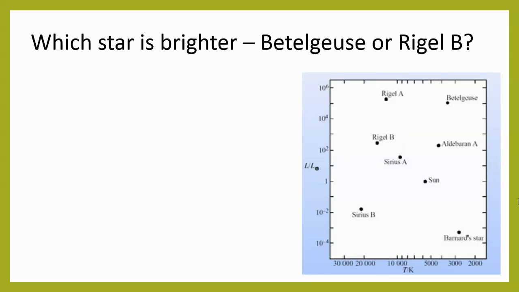Okay, so the next one, which star is brighter, Betelgeuse or Rigel B? So again, we want to start by identifying the stars. So here we have the two of them. And then brightness. So remember, that's along the y-axis. So as we go higher up, the stars get brighter. So this means that Betelgeuse will be brighter than Rigel B.